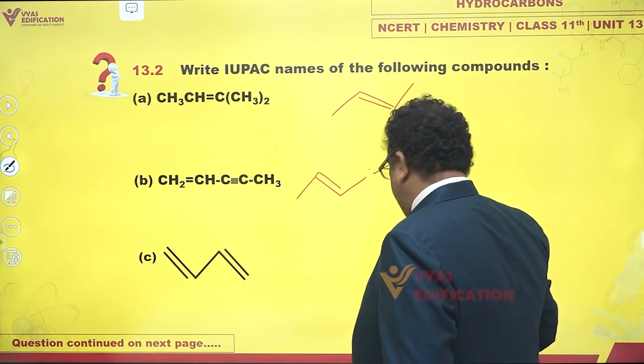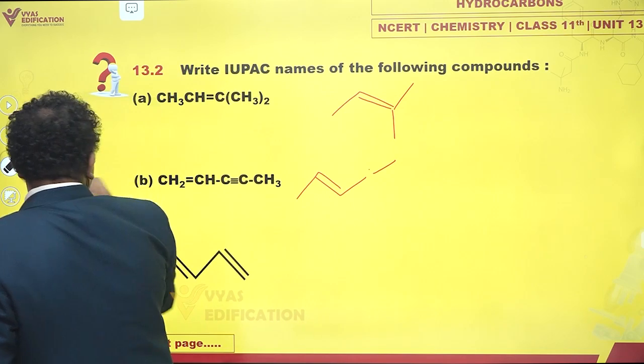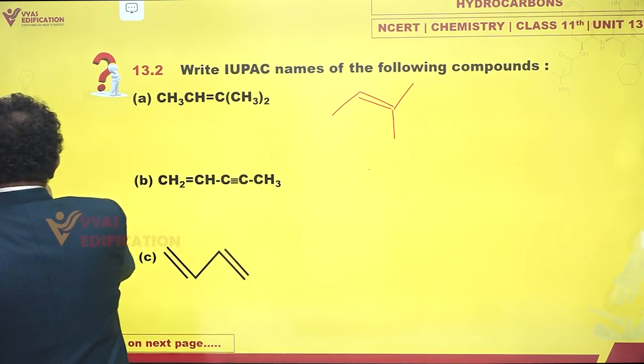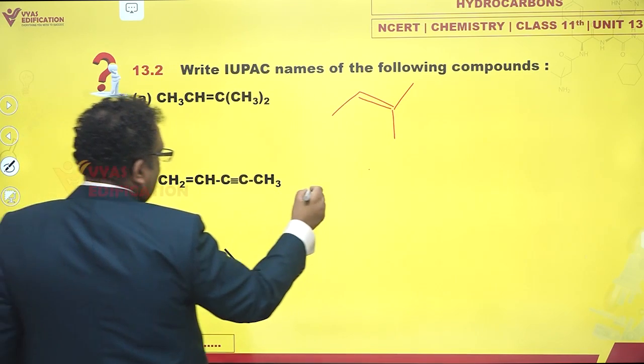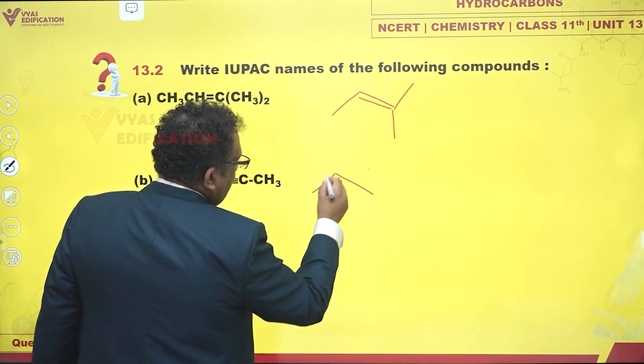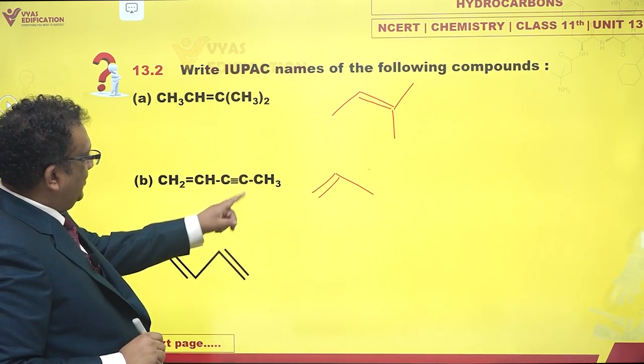CH2 double bond C. I'm sorry. I'll just draw this again. Double bond CH, C, 1, 2, 3. Triple bond C.